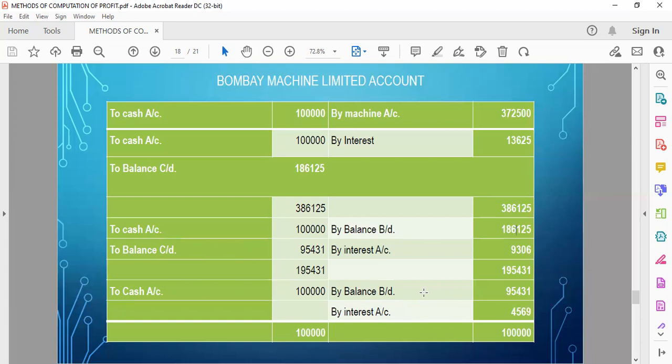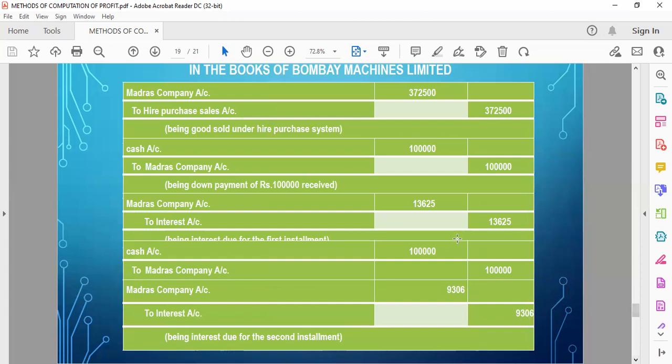By balance PD. How much is the amount? 95,431, right? Okay. Just to calculate the interest by interest, 4,569. Just you put the total 1 lakh both sides. The value is nil. Okay. Then we can move for the books of Bombay Machines Limited.